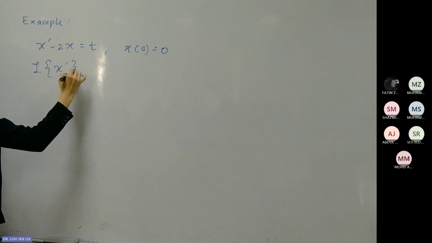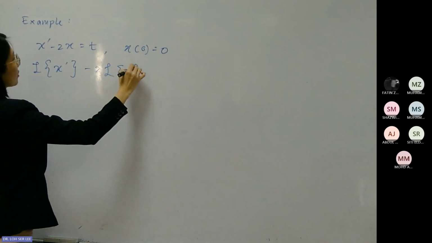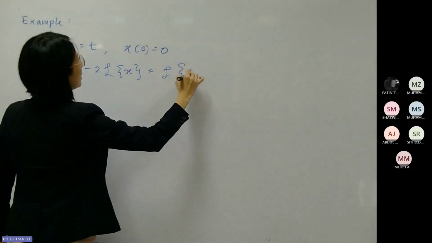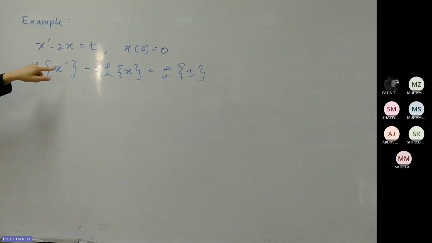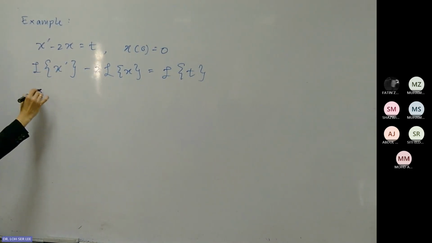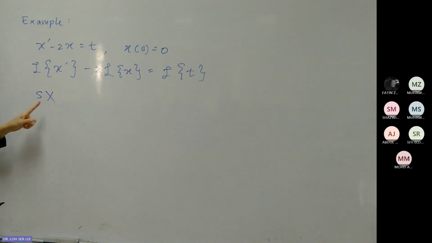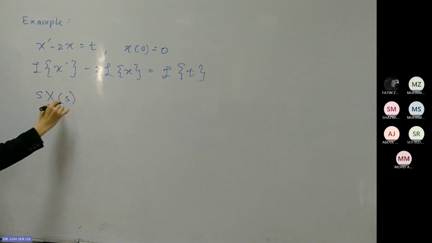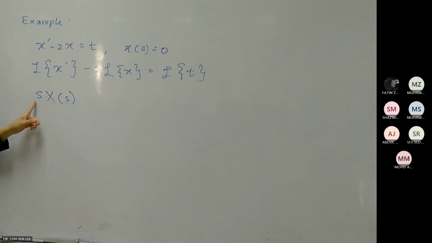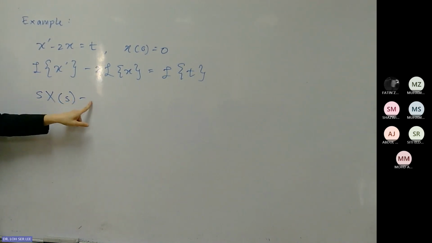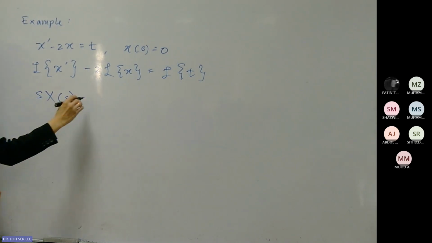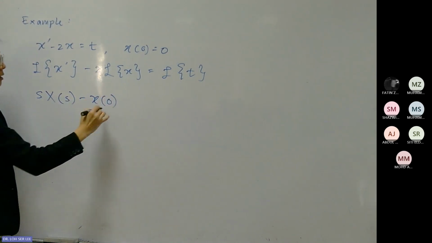Laplace x prime minus 2 Laplace x equals Laplace t. Now Laplace x prime: n is 1. So you have s power of 1 capital X in s, and minus s power of 0, which is 1, times lowercase x in 0.